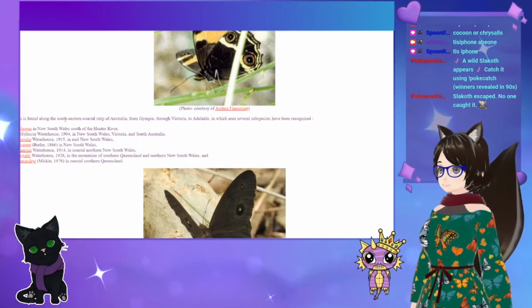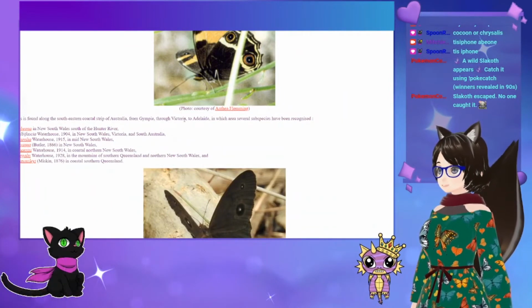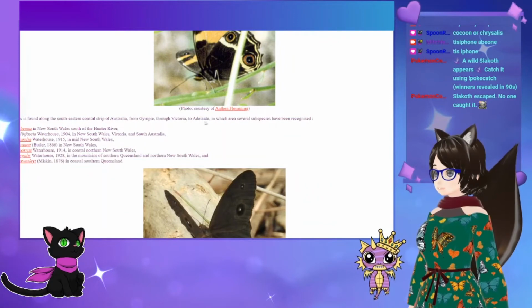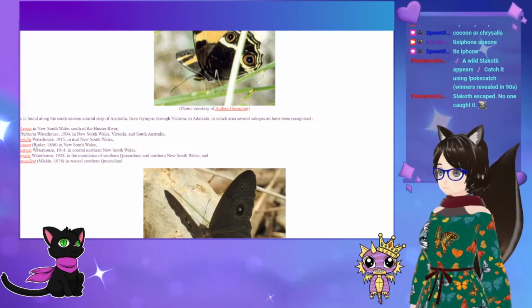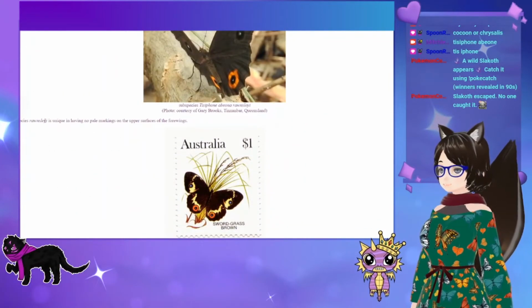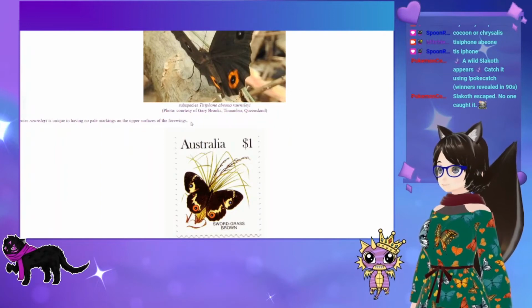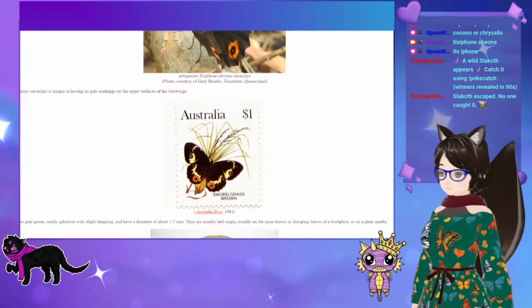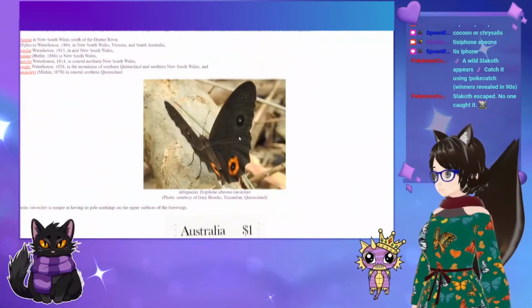The species is found along the southeastern coastal strip of Australia, from Gympie through Victoria to Adelaide, in which several subspecies have been recognized. Nice. And the subspecies rolandi is unique in having no pale markings on the upper surfaces of its forewings. Yeah, because I'm noticing some are darker in color.